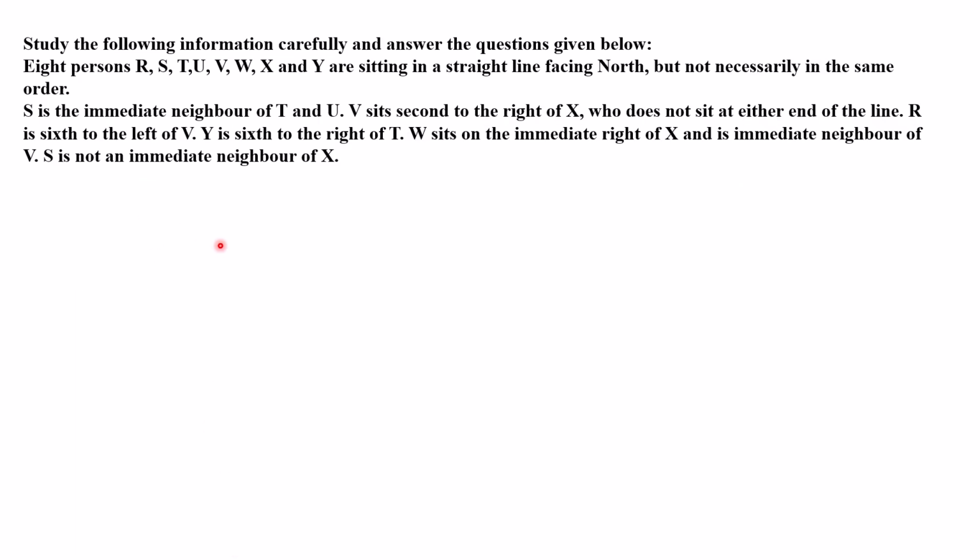Now one more question based on logical deduction. Study the following information carefully and answer the questions given below. 8 persons R, S, T, U, V, W, X and Y are sitting in a straight line facing north but not necessarily in the same order.